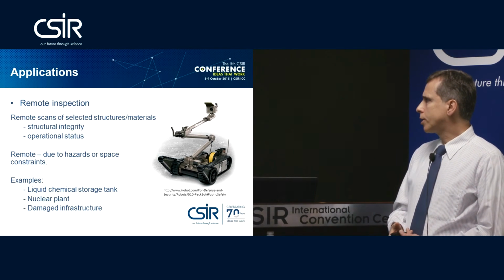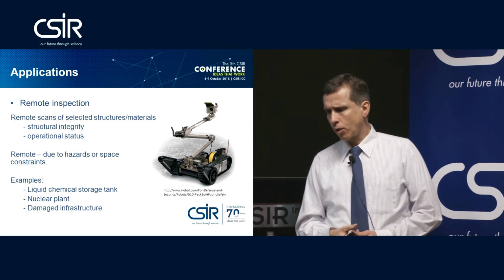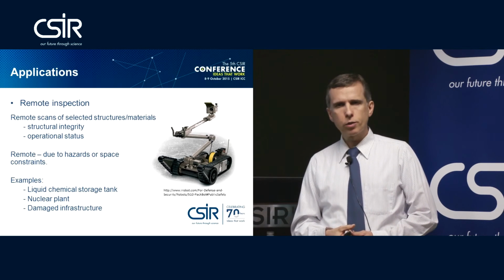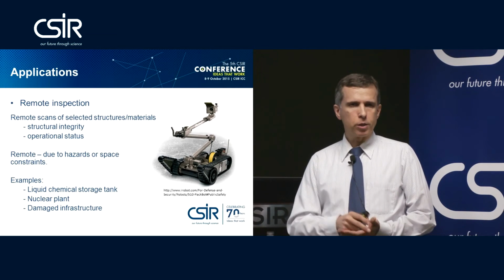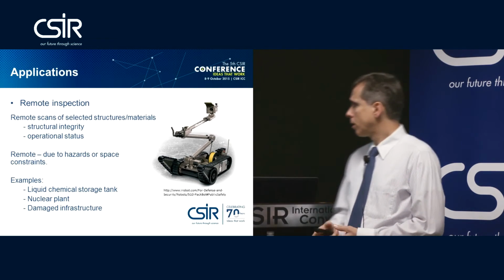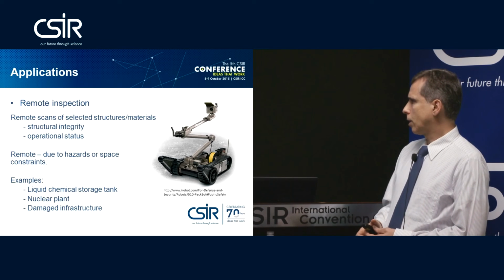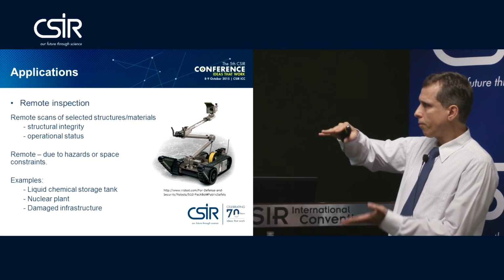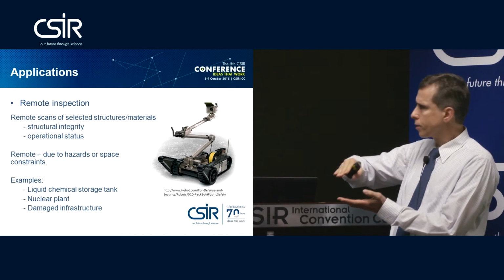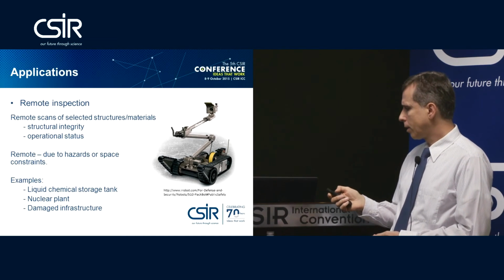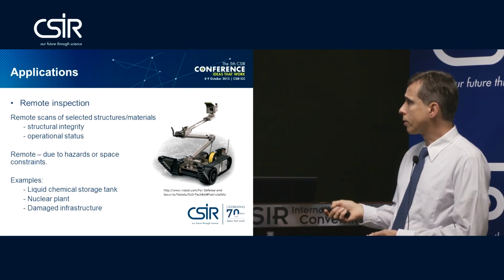The chemical storage tanks you usually find at ports, so seaports, and they have to be inspected at regular intervals. Typically they have a floating ceiling, so when the tank is emptied, the ceiling is very, very low, so there are space constraints, and so this is also a great application for a robot like this.